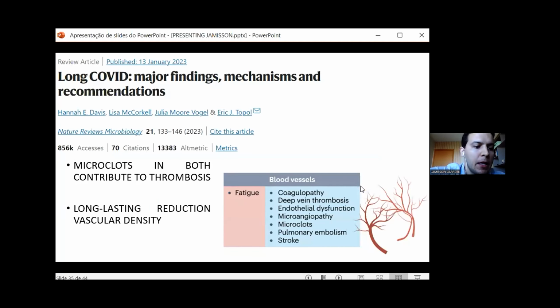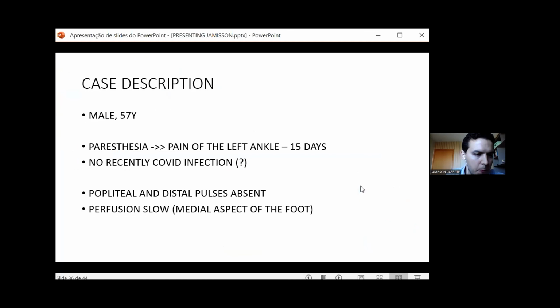And we see that there were microclots in both mild and severe patients that contribute to thrombosis, either arterial or venous, and long-lasting reduction of vascular density. So it's another aspect that can cause episodes like that. And there is another case description, just to show you, that had a similar presentation, but a different kind of management.